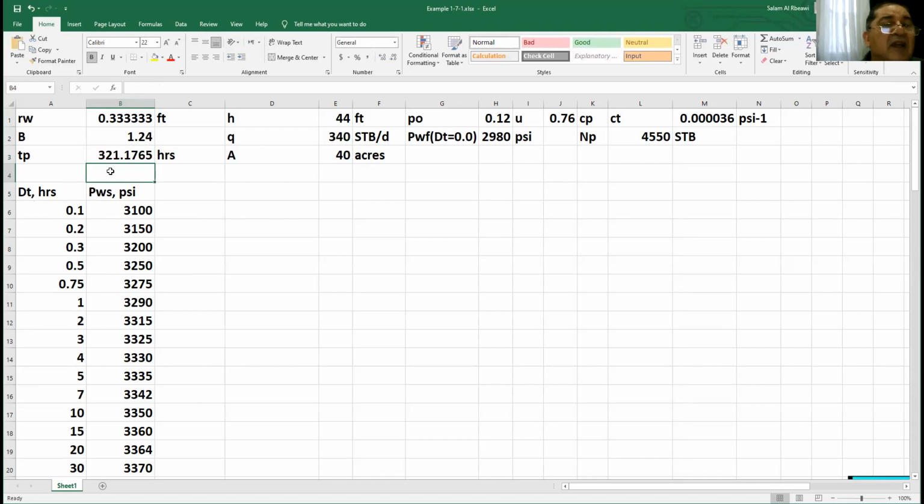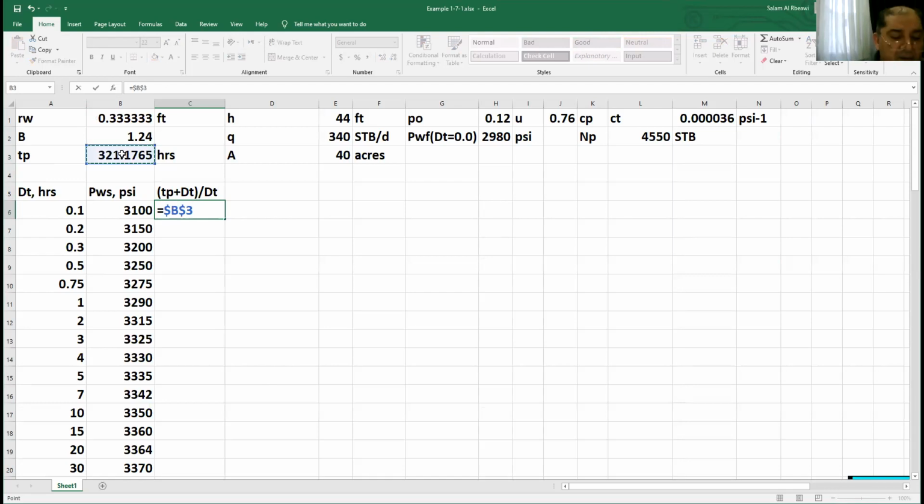See, now here is your TP in hours. Now we're going to calculate using Horner plot, that is TP, production time, plus DT divided by DT. This is Horner plot. So this is your production time, TP plus DT. This is your DT, divided by what? Divided by DT again. And you are done.